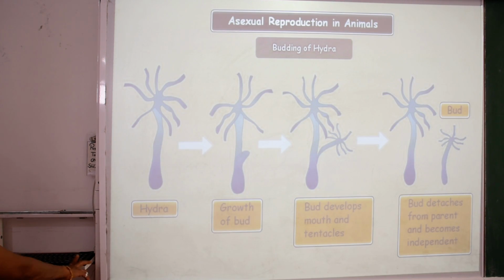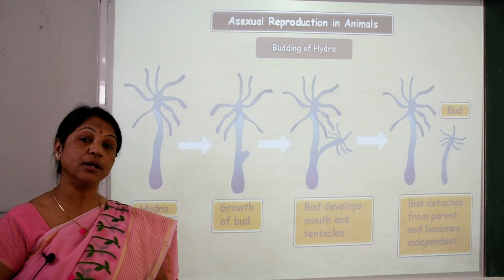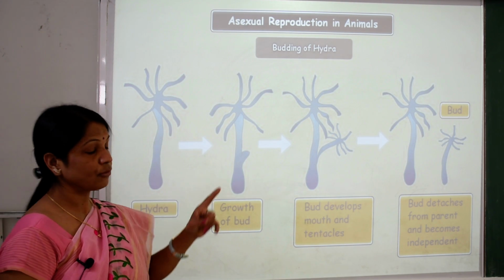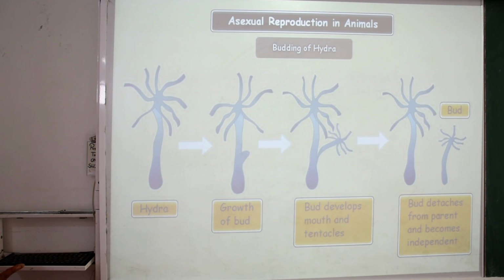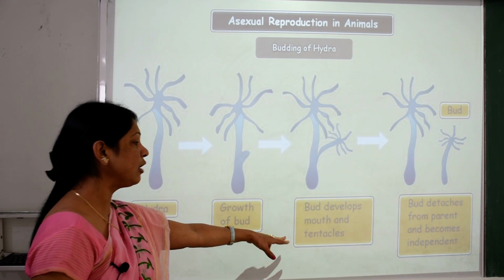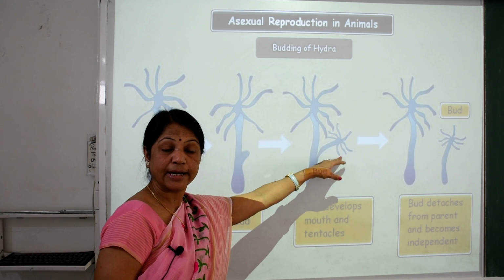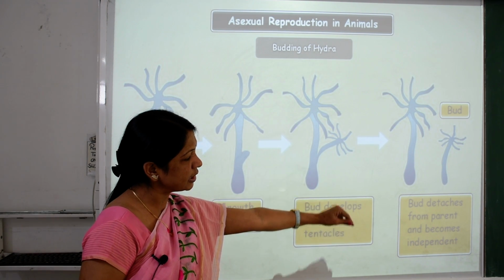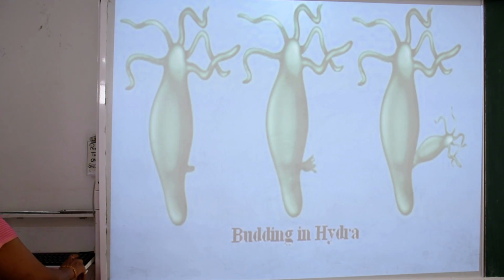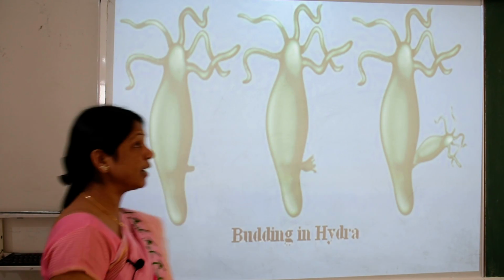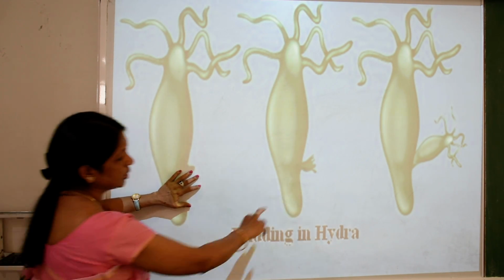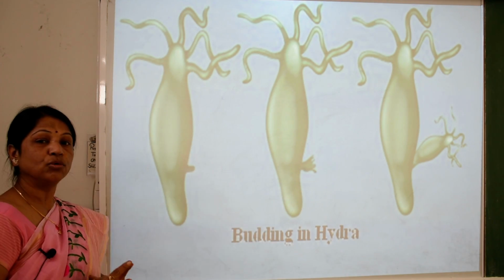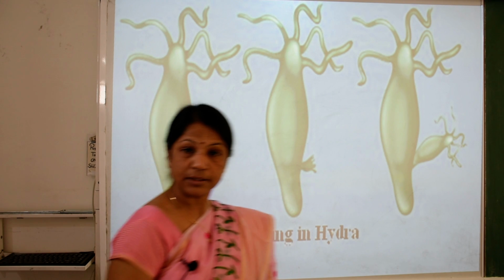Now further we see asexual reproduction in animals. We see different types of animals, such as the budding of the hydra. It is the growth of a bud, then the bud develops a mouth and tentacles. The bud detaches from the parent and becomes independent. Now it is budding in the hydra. How does it start? It starts from here, and then we get the newborn hydra.